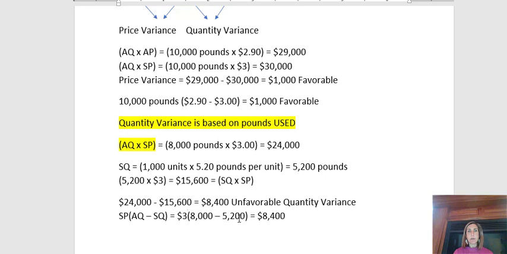So I have the difference in the pounds. I was inefficient with my materials by 2,800 pounds. You multiply that by 3, and it gives you this total here of 8,400, or you can do the totals subtracted. Please let me know if you have any questions.